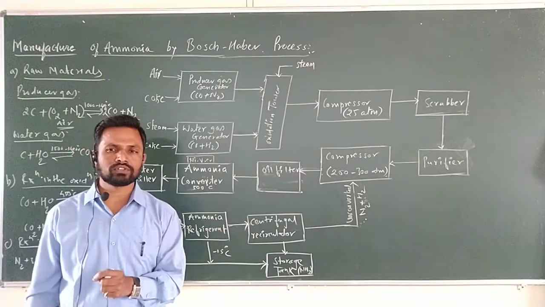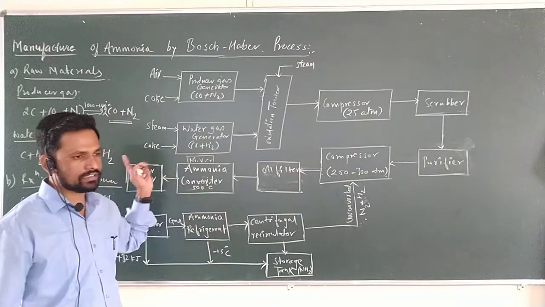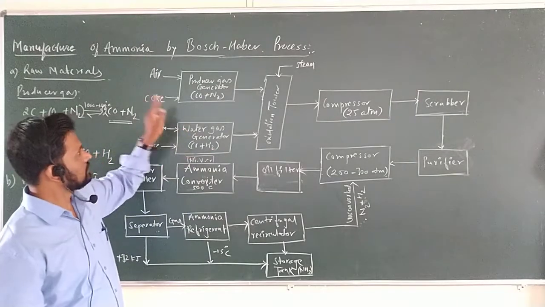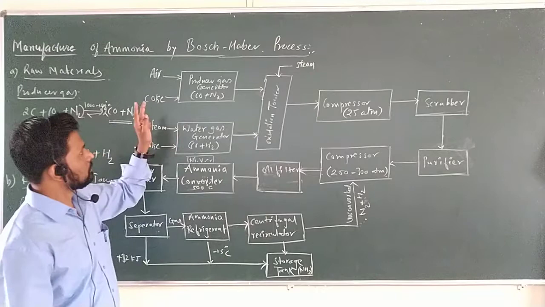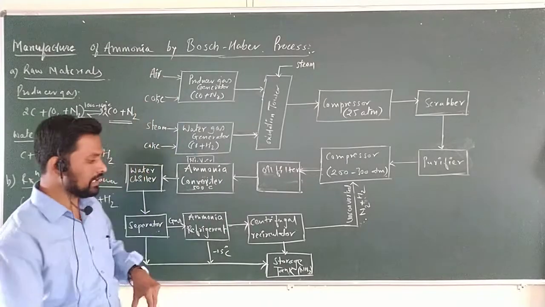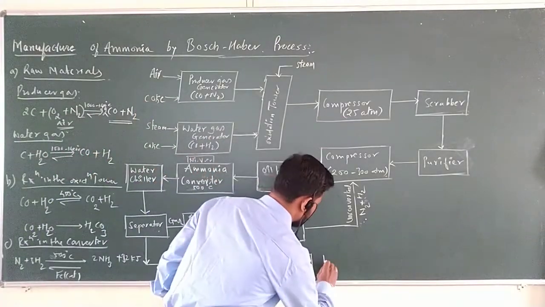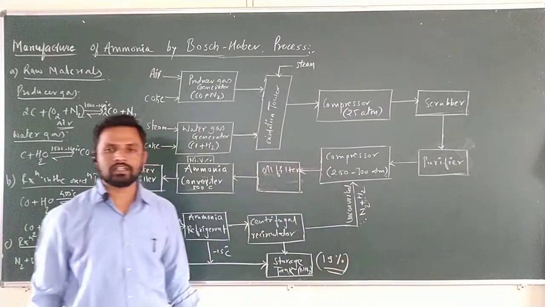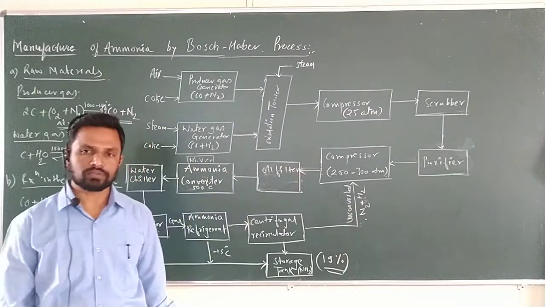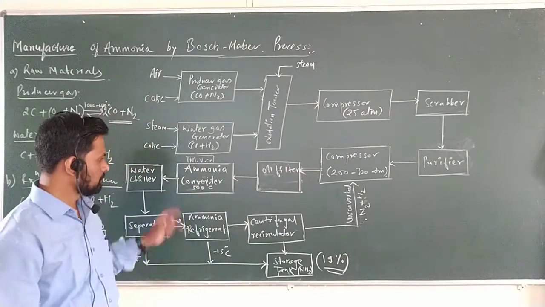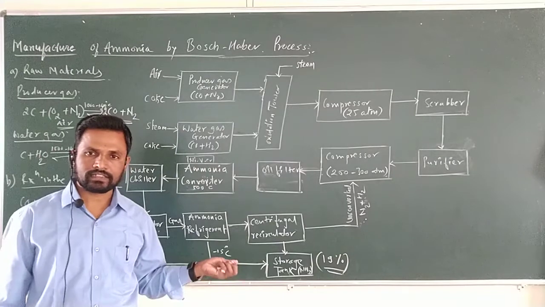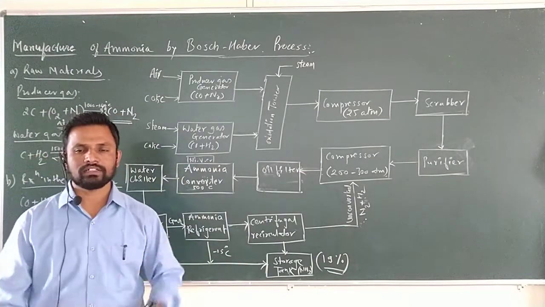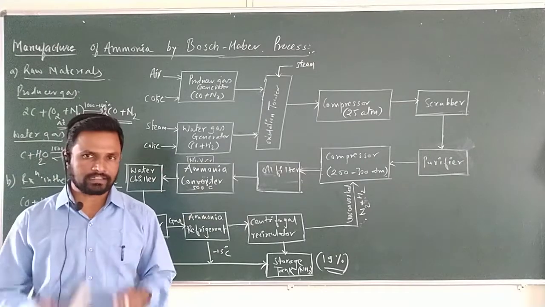This is a very important flow sheet, as at the industrial level this is the process by which ammonia can be synthesized by the modified Bosch-Haber process, where a yield of 19% of ammonia, which is very important, can be obtained. I hope you understood this very clearly. Follow the textbooks, go through the books, and you can understand very clearly.